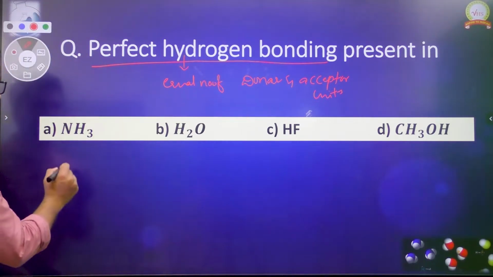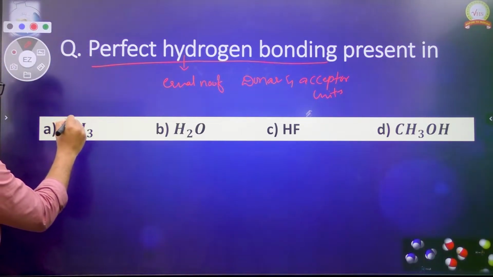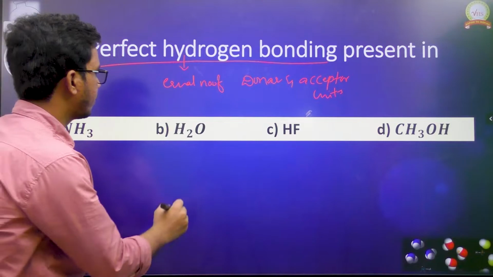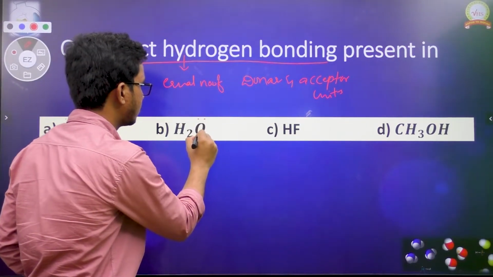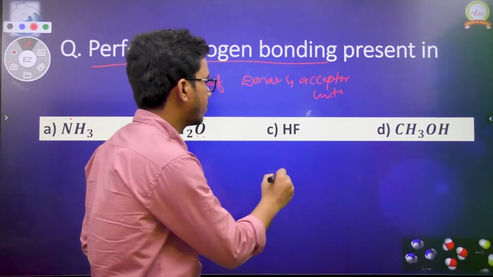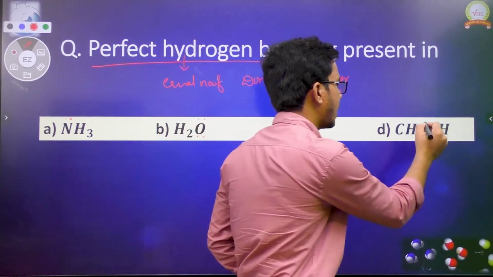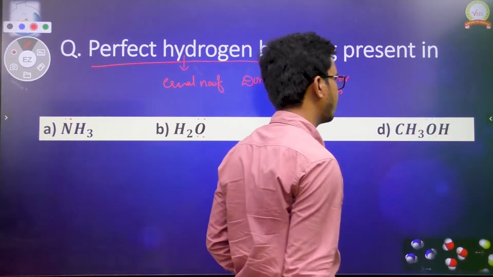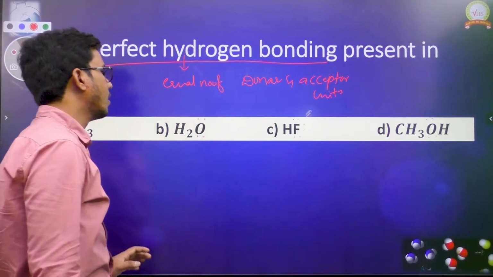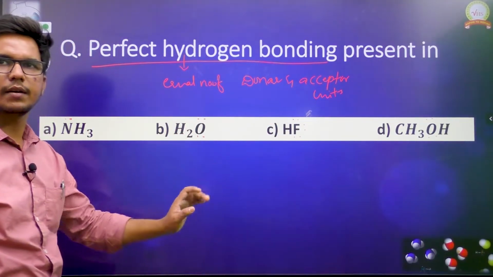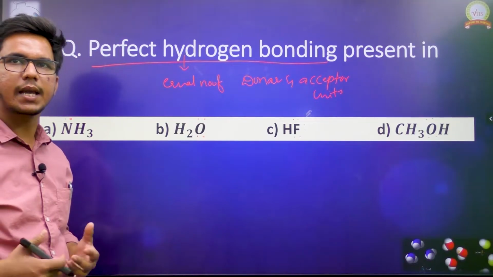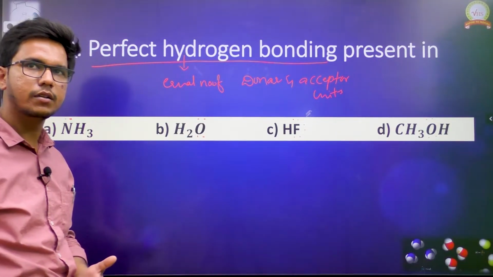If you take nitrogen, nitrogen with 3 bonds will have 1 lone pair. Oxygen in water will have 2 lone pairs, and fluorine will have 3 lone pairs, and oxygen in alcohol will have 2 lone pairs, right? Now out of all these things, in which can we say there is the same number of electron pairs and donor hydrogens over there?